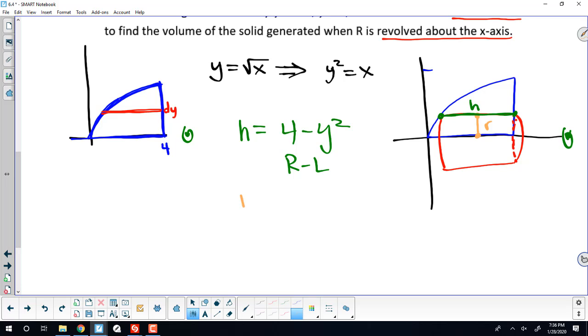Now, we've sort of switched roles here. R would be defined as what? That distance. The y value. Like this is my radius. Whatever this value is, that's R for that cross section. For this cross section, that distance is whatever this y value is here. So our radius is just y. Are there any questions on that?